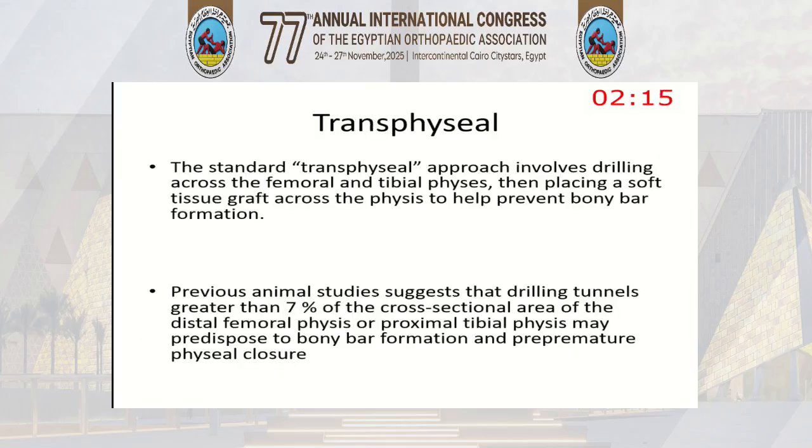The transphyseal approach involves drilling across the femoral and tibial physis and placing a soft tissue graft across the physis to help prevent bony bar formation. Previous studies have shown that drilling greater than 7% of the cross-sectional area of the distal femoral or proximal tibial physis may predispose to bony bar formation and premature physeal closure. Therefore, we strive to minimize the damage done to the physis by the tunnel that we drill.